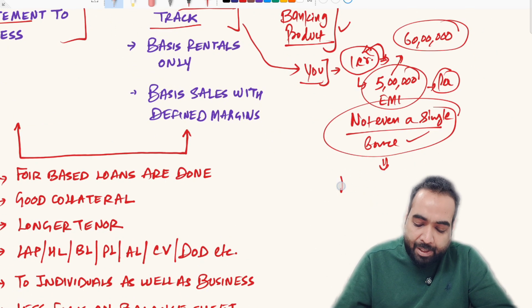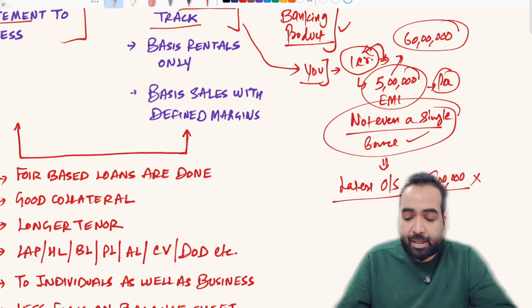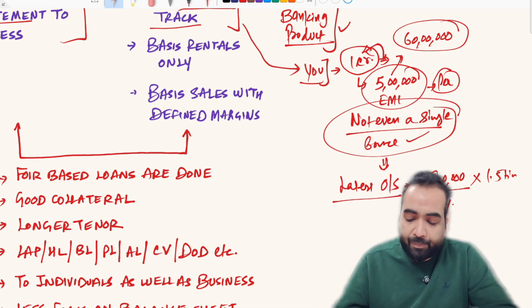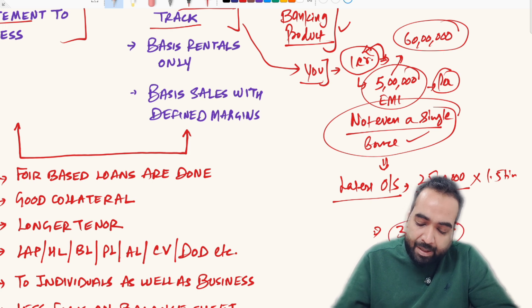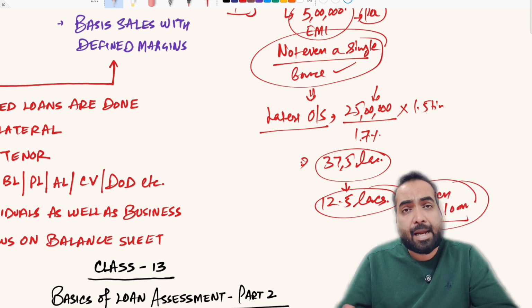They take the latest outstanding, like for example in this loan the latest principal outstanding of the loan is say 25 lakh rupees. They apply some multiplier like 1.5 times, 1.7 times of that, and they give that amount as a loan to the borrower. Suppose 1.5 times of that comes to 37.5 lakh rupees. So 25 lakh rupees is already outstanding. So net 12.5 lakh rupees is additionally given to the borrower as a top-up loan. That is a track-based assessment.